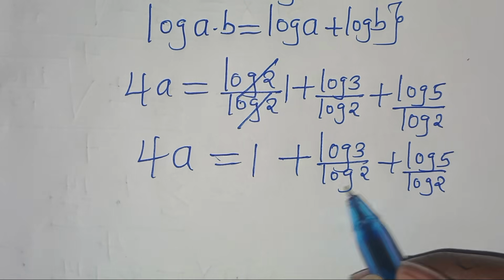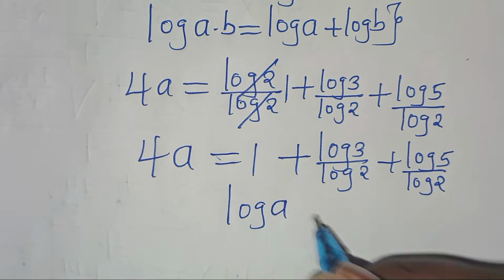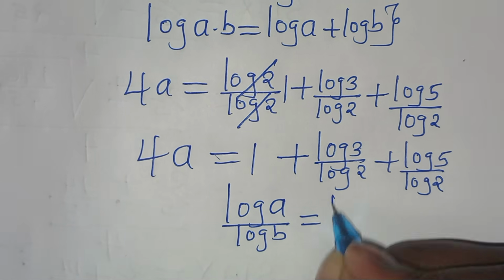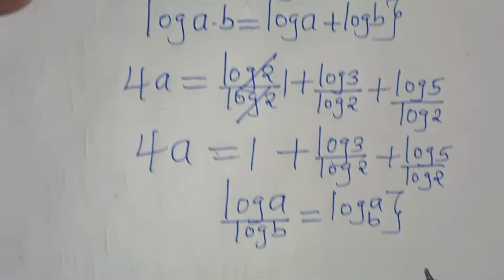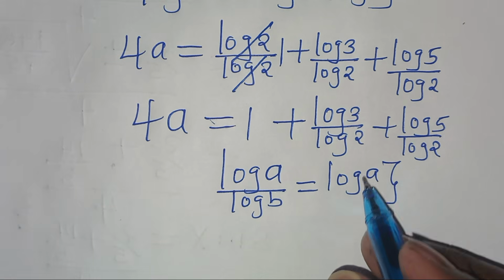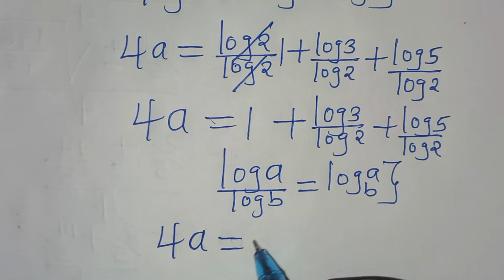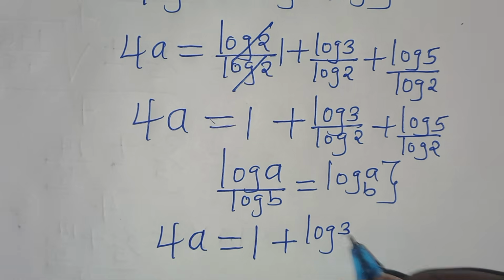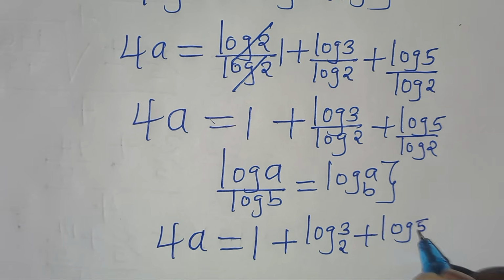We have log 3 over log 2. This is in the form of log a divided by log b, which you can express as log a to base b. Now let's apply this logarithm property so that we have 4a. This is equal to 1 plus this is log 3 to base 2, then plus log 5 to base 2.